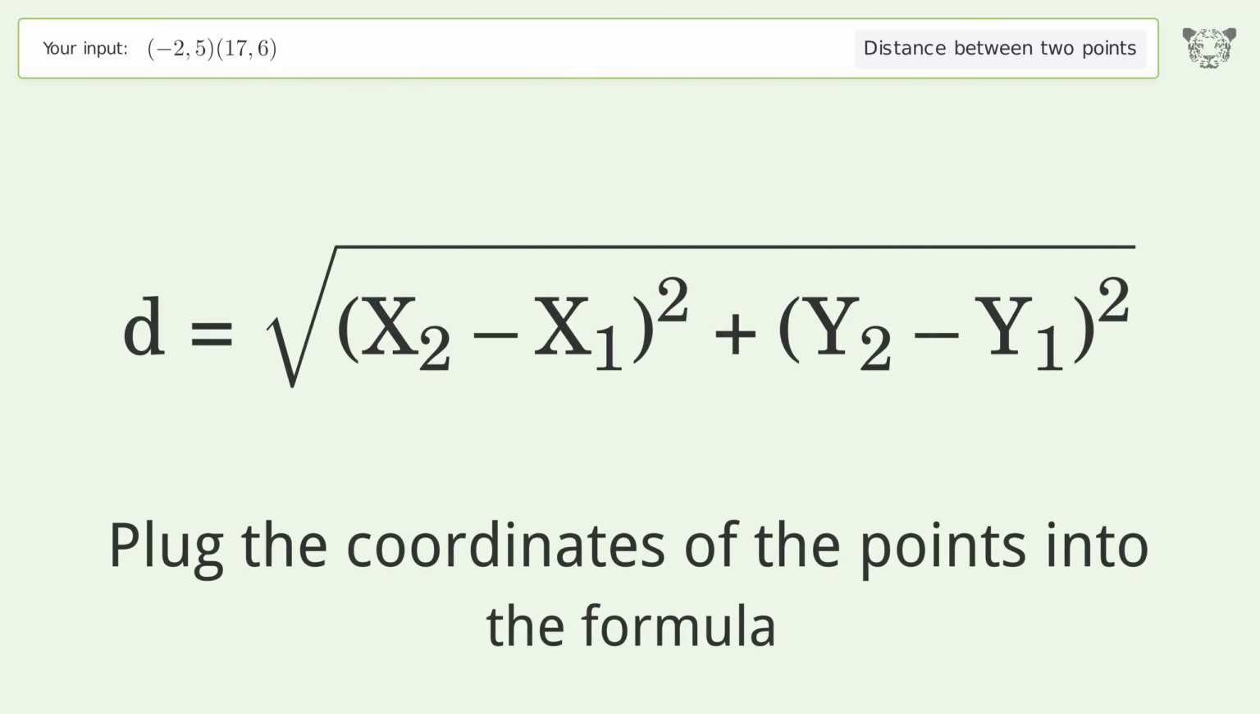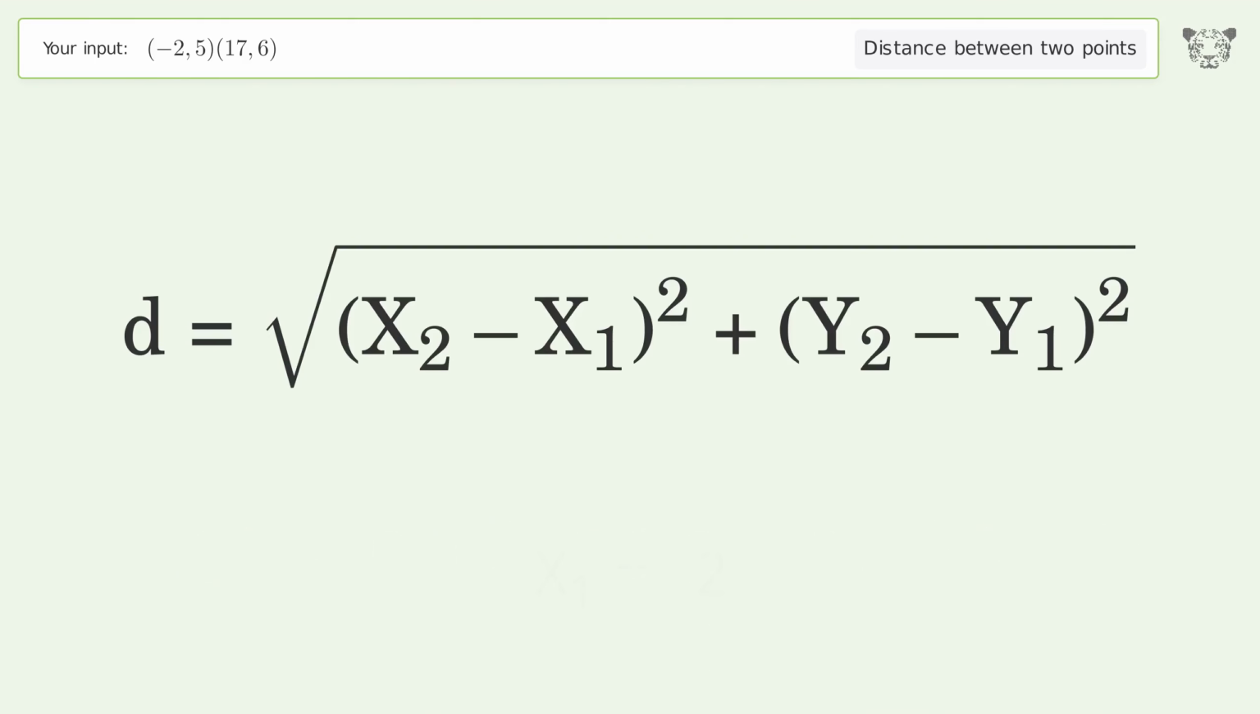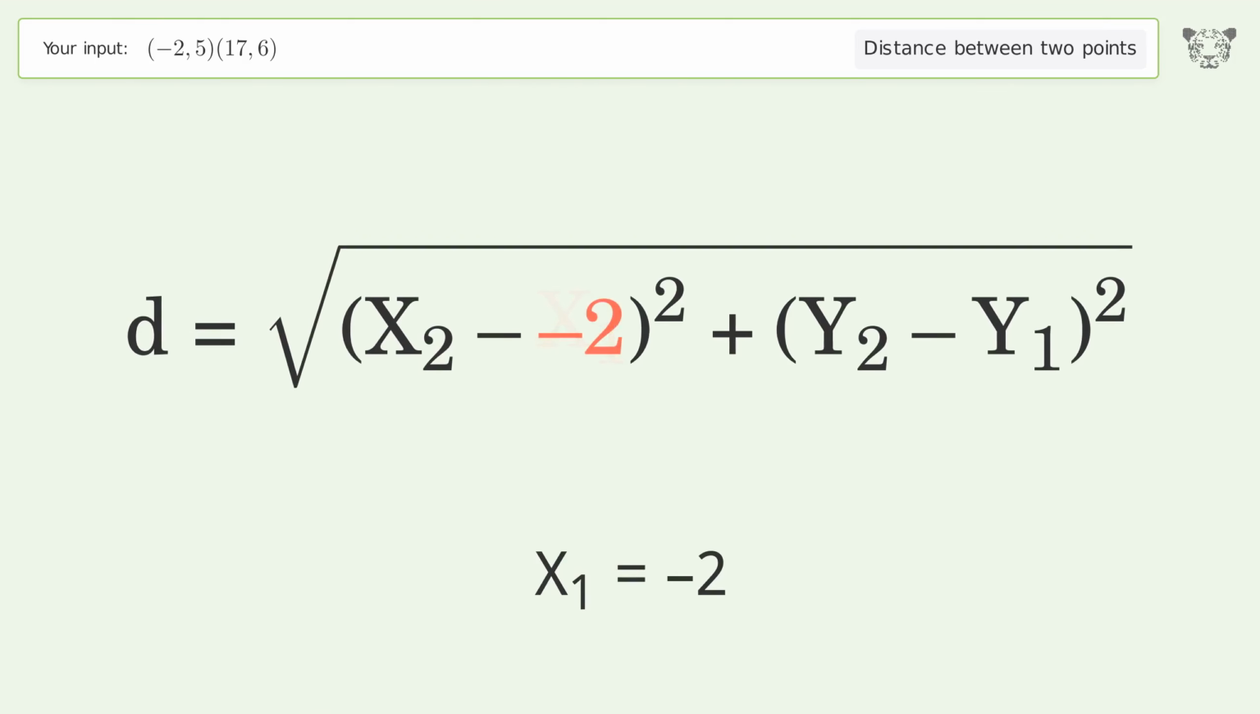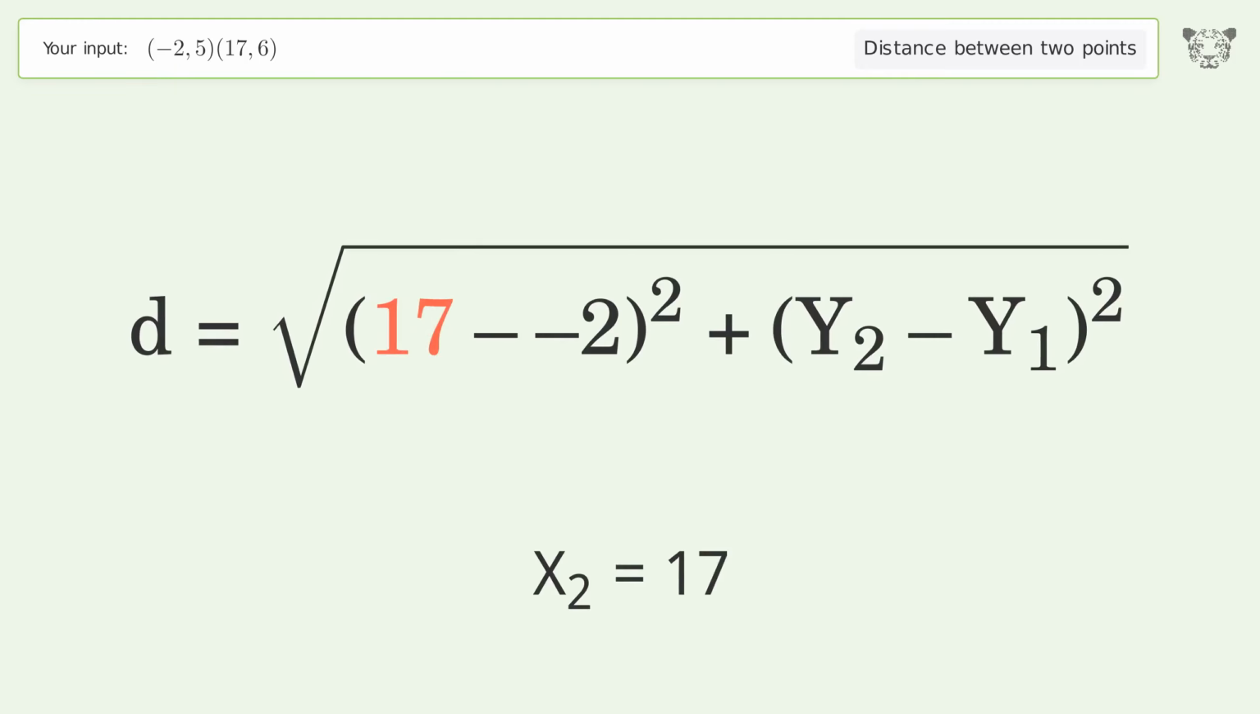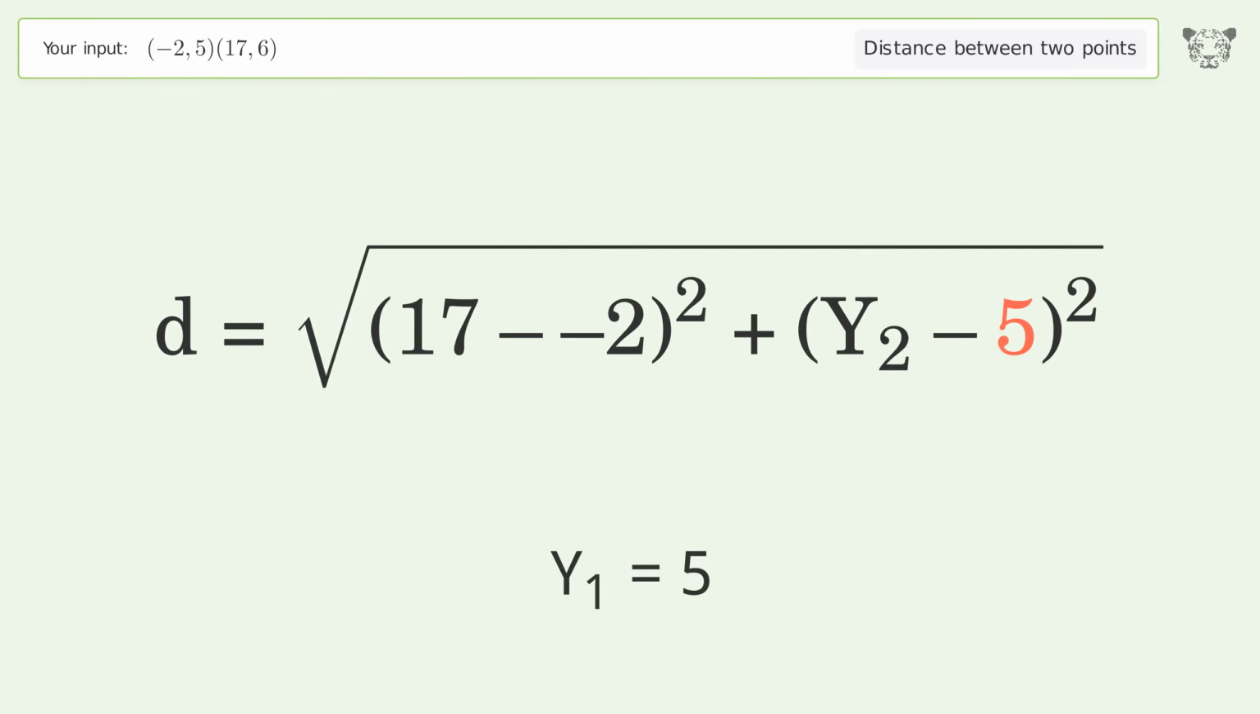Plug the coordinates of the points into the formula. x1 equals -2. x2 equals 17. y1 equals 5. y2 equals 6.